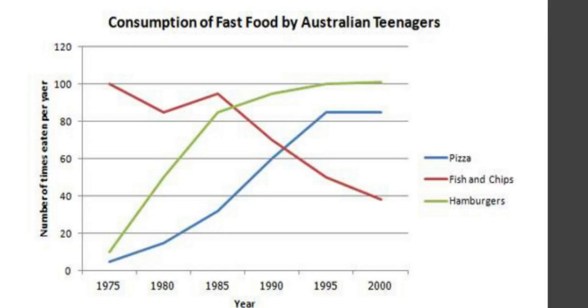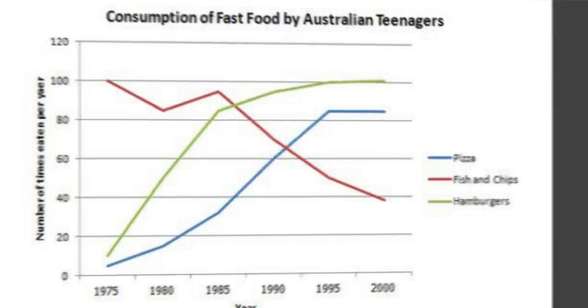And you can observe that the consumption of fish and chips, the red line, is declining over a period of time, and the consumption of pizza and hamburger, the blue and the green lines, these 2 lines are increasing with the passage of time. So it is clear to us that these 2 things are following a similar kind of pattern. So this is our observation, and let's start with the introduction.